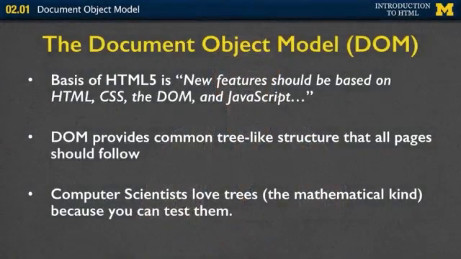Okay, let's talk about writing clean code. And when I'm talking about clean code, I'm talking about learning how to write code that's going to work on as many devices as possible. And in order to do that, you need to know a little bit about the document object model, also called the DOM. When HTML5 was developed, the main driving goal was that they wanted to stick by this standard, that any new features should be based on HTML, CSS, the DOM, and JavaScript.